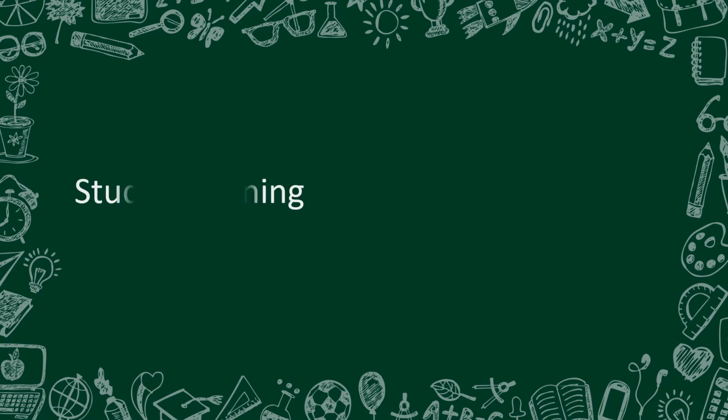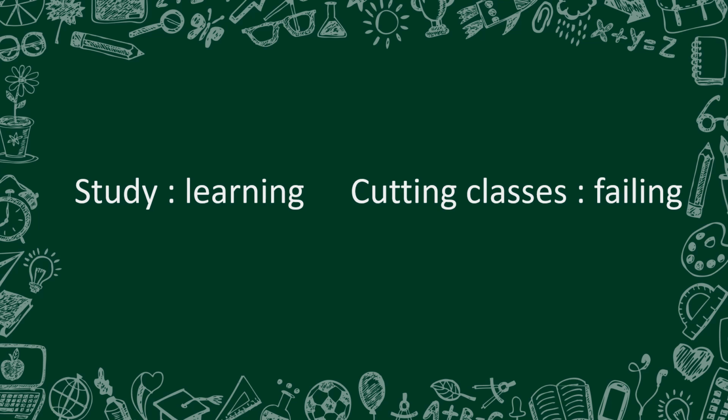Example: study is to learning, as cutting classes is to failing. When you study, you have something to learn. When you cut classes, you will fail. These two pairs of words are examples of cause-effect relationship.